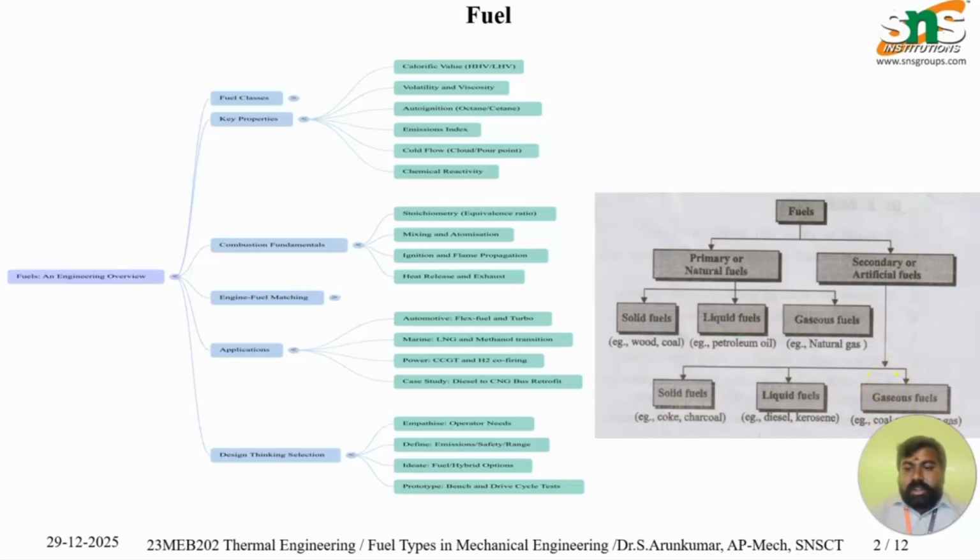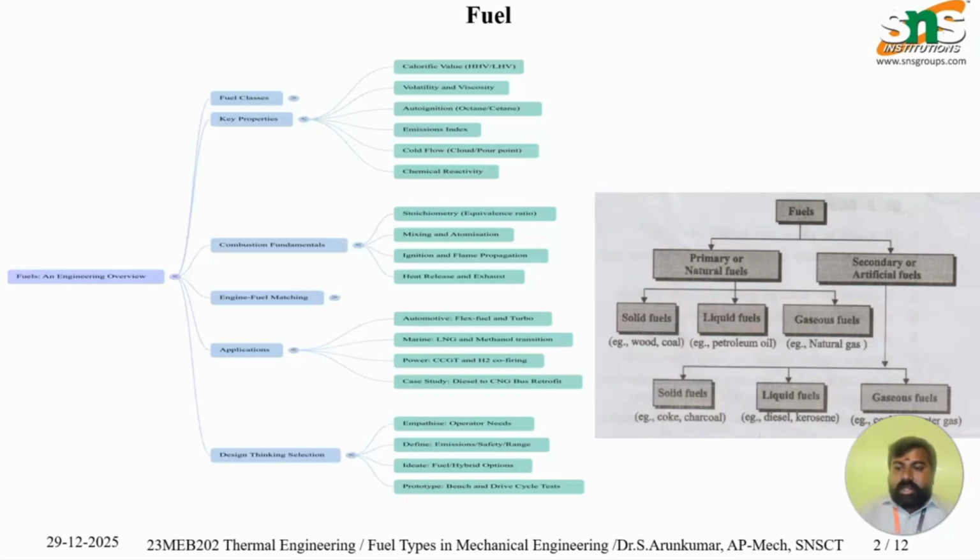Fuels are basically classified into two types: primary or natural fuels and secondary or artificial fuels. The primary or natural fuels are further classified into three types: solid fuel, liquid fuel, gaseous fuel. Wood and coal are the best examples of solid fuel, petroleum oil is the best example of liquid fuels, and natural gas is the example of gaseous fuel.